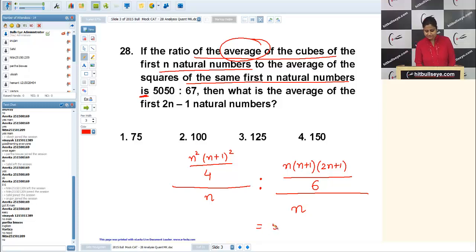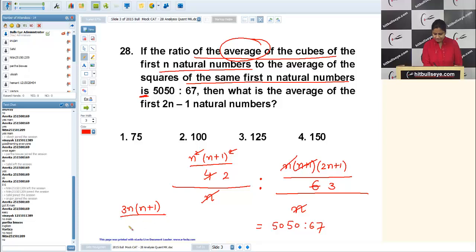This is given as 5050 to 67. Now n got cancelled. n plus 1 got cancelled. That's why this is also cancelled. That's why we are left with thrice of n into n plus 1 divided by twice of 2n plus 1. This is given as 5050 upon 67. Is it okay, guys? Clear?